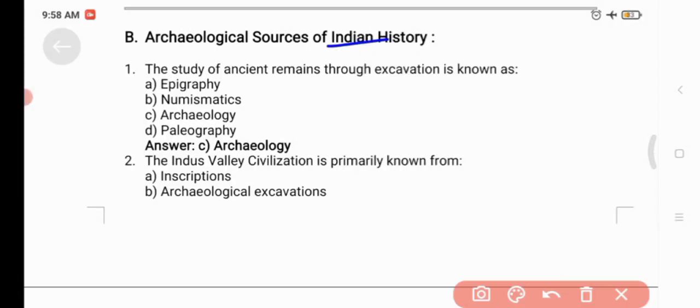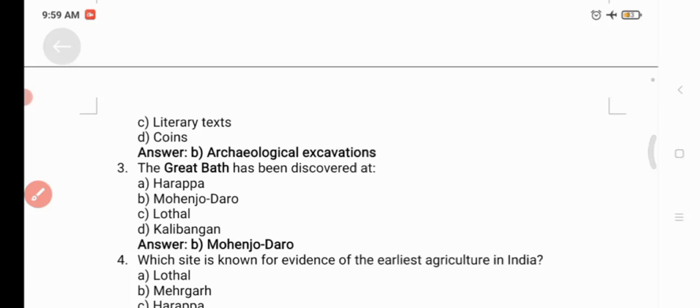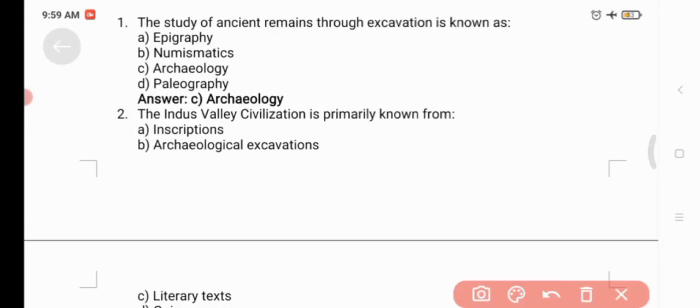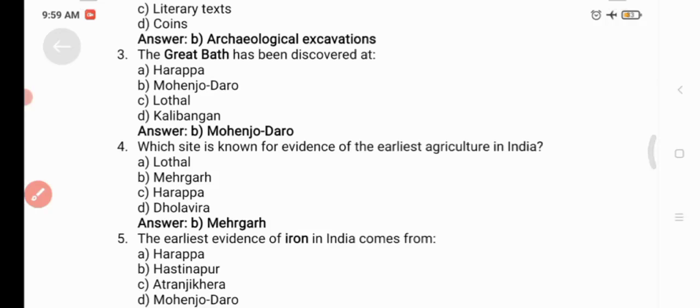Archaeological sources of Indian history. First question. The study of ancient remains through excavations is known as option C, archaeology. The Indus Valley civilization is primarily known from option B, archaeological excavations. The Great Bath has been discovered at option B, Mohenjo-daro.